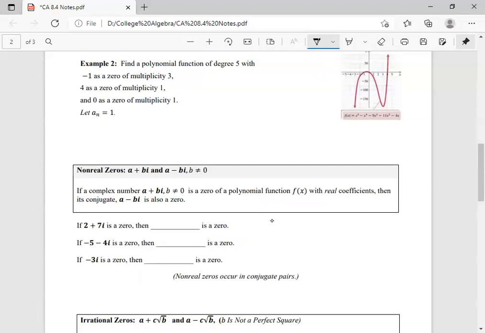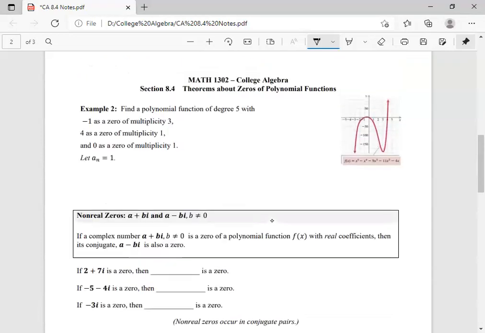Example 2, find a polynomial function of degree 5. So what does degree 5 mean? That means it's possible for me to have an x to the 5th. It's possible for me to have 5 roots on this one because it has a degree of 5. So they're telling me some information that we talked about earlier in chapter 8. They're telling me that -1 is a 0 and it has a multiplicity of 3.